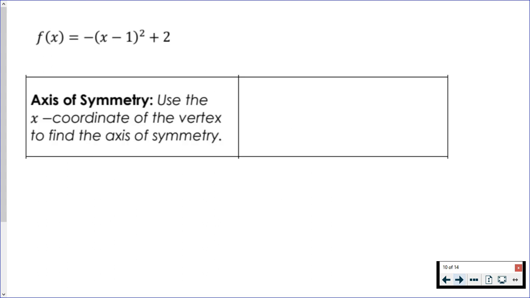Next is your axis of symmetry. Your axis of symmetry is just the x value of your vertex. So we already have our vertex. It's (1, 2). So our axis of symmetry is just x equals 1. Please make sure you're writing x equals with your axis of symmetry. If you just write the number 1, you're not giving enough information.